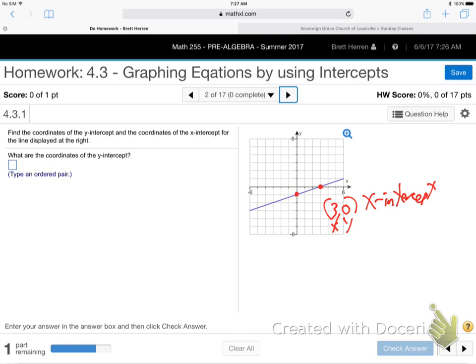And now let's do the other one. What are the coordinates of that one? Yeah, over 0, down 1. The first number's over, the second number's up or down. The first number's x, the second number's y. So that one's over 0, down 1. That's the y-intercept, which has an x coordinate of 0. So the intercepts always have the opposite letter 0. Good? On all that? Easy enough?